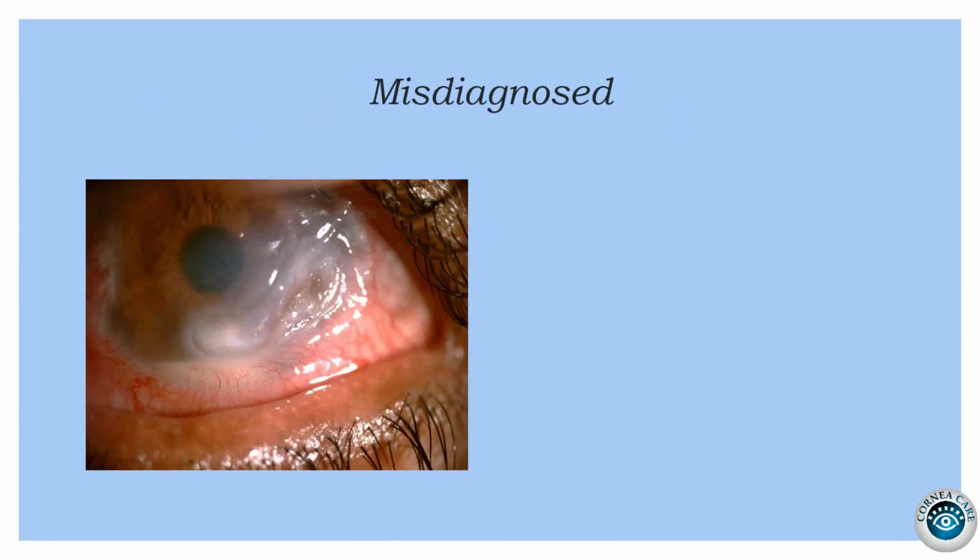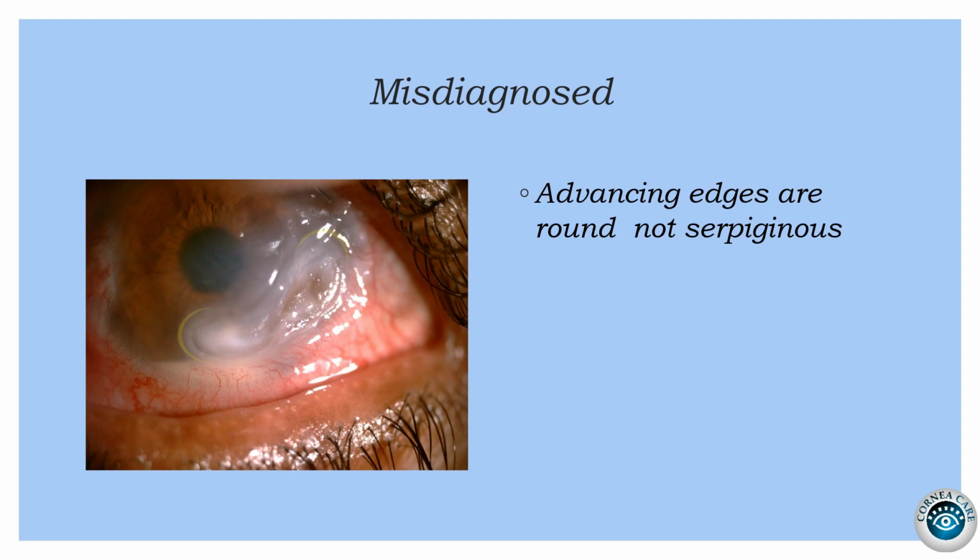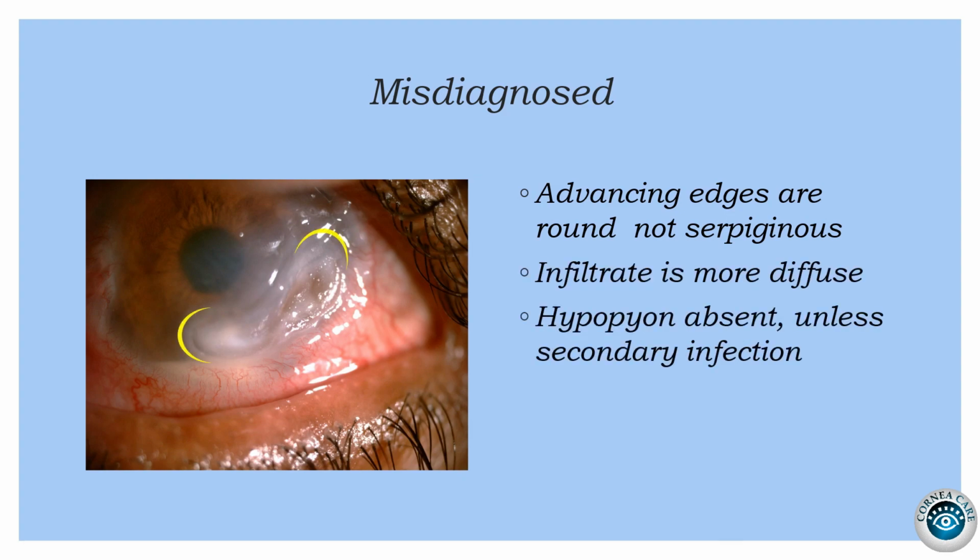But on retrospective analysis of his picture, I feel that this PUK was never a Mooren. Advancing edges were not serpiginous, infiltrate was also diffuse, and hypopyon is never present in Mooren unless there is secondary infection. So actually it was a viral keratitis which was misdiagnosed as Mooren with secondary infection.